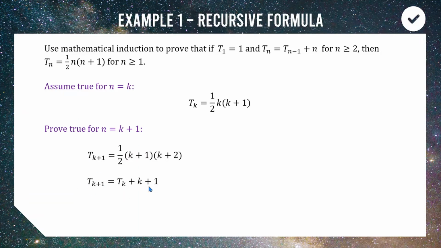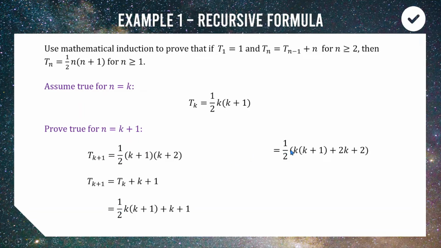Now we can use our assumption because we have an expression for the kth term right here. It's equal to a half of k times k plus 1. So let's chuck this into our expression here. So we get half of k times k plus 1 plus k plus 1. Now our goal is just to play around with this and try and make it look like the target, which is right here. So the way we can do that is we can factor a half out of everything, because we can see in our answer we need a half out the front.